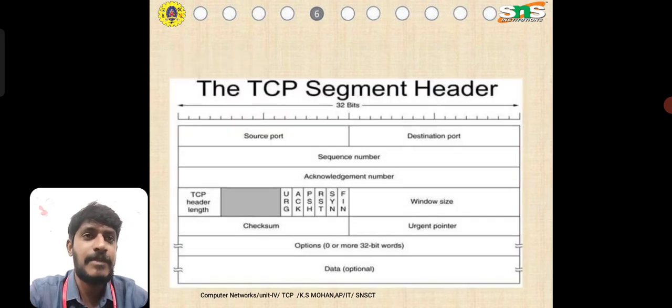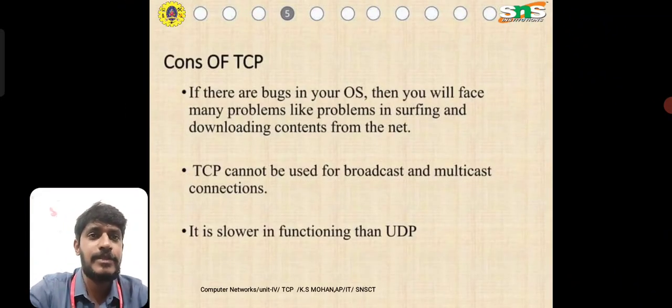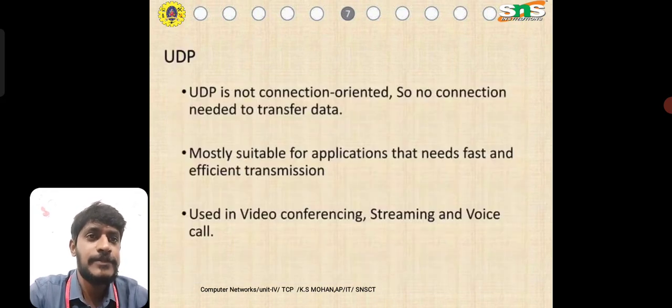Then the TCP segment. In the picture we can see the source port, destination port, TCP length and other fields, including the TCP header length, window size, checksum and options. So the TCP segment header is used here.